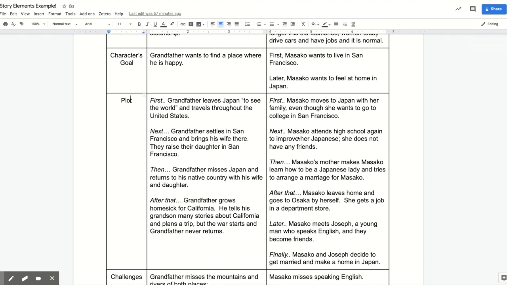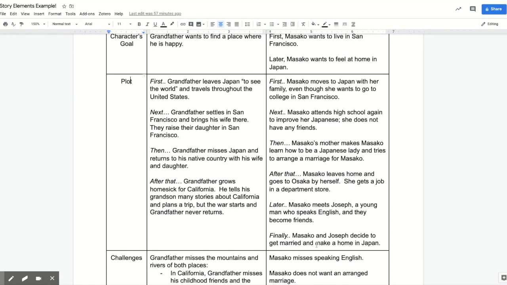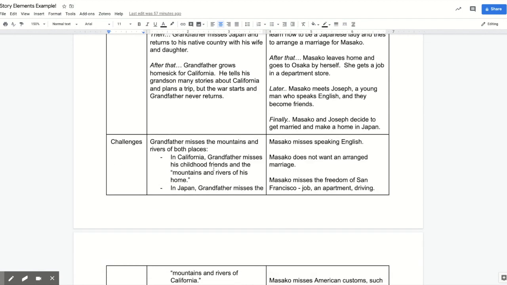Now, those of you that didn't include it, you know that I wrote down a little comment on your Google Docs, so please, please, please make sure you read those, okay? All right. Then finally, our last event, Masako and Joseph decide to get married and make a home in Japan. Okay? Now for the challenges.